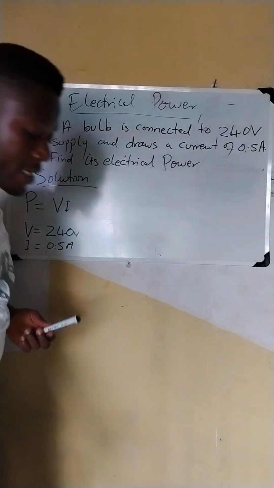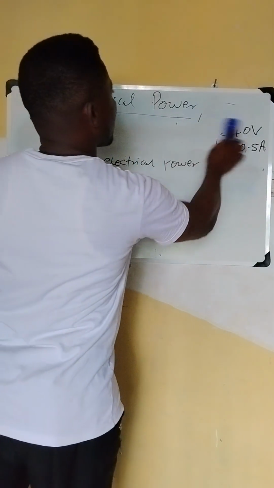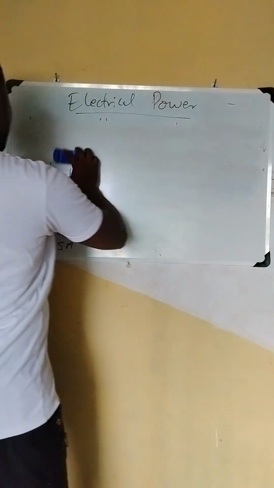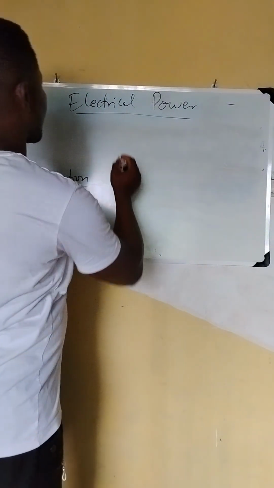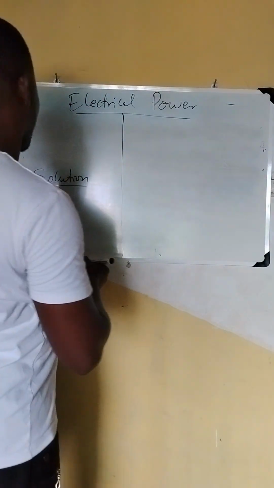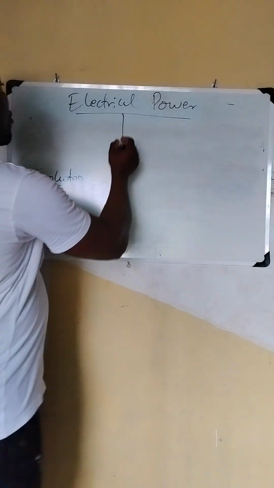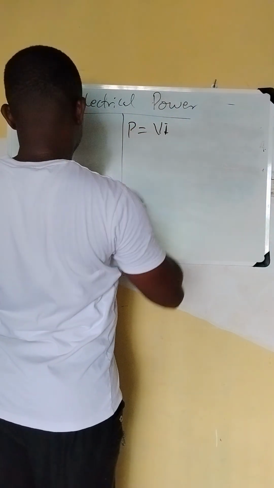All right, look at it here. Let me erase the question so we can go ahead with the solving. I'm going to divide the board. We'll write it here first before I come over here. Now come here and write that P is equal to VI.